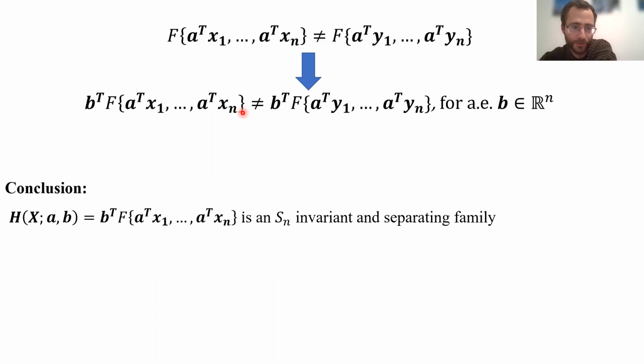And so the conclusion of all this is we defined some function h of x with parameters a and b. This function is an S_n invariant function, and it's a separating family, which means, again, that if you give me two different x and y, the probability of having a and b which don't separate them is 0.